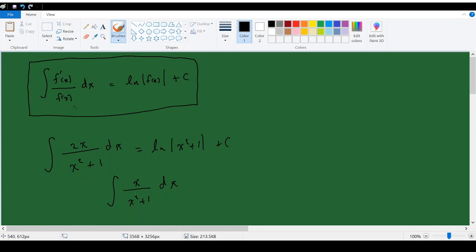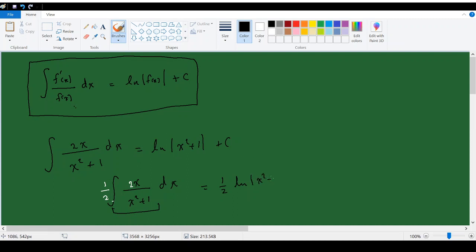Now directly we cannot see any such relationship as it was in the previous example, because the derivative of this denominator is 2x, but in the numerator you have x. So what we can do is we can simply write 2 here, and to counterbalance it we need another 2 in the denominator. So the answer will be equal to half times ln. The answer for this one is the same as before.